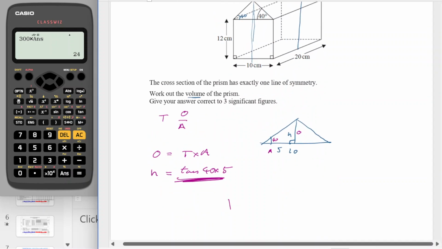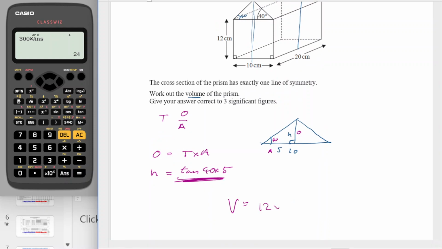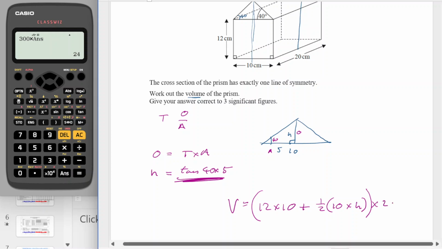So to work out the volume of this shape, it is going to be equal to the area of the cross section, which would be 12 times by 10, plus the area of the triangle, which would be a half of 10, the base, times by the height, which we don't know just yet. And then once I've done that, I need to times that by the length. I'll put that in bracket. That would be the cross section times by 20.